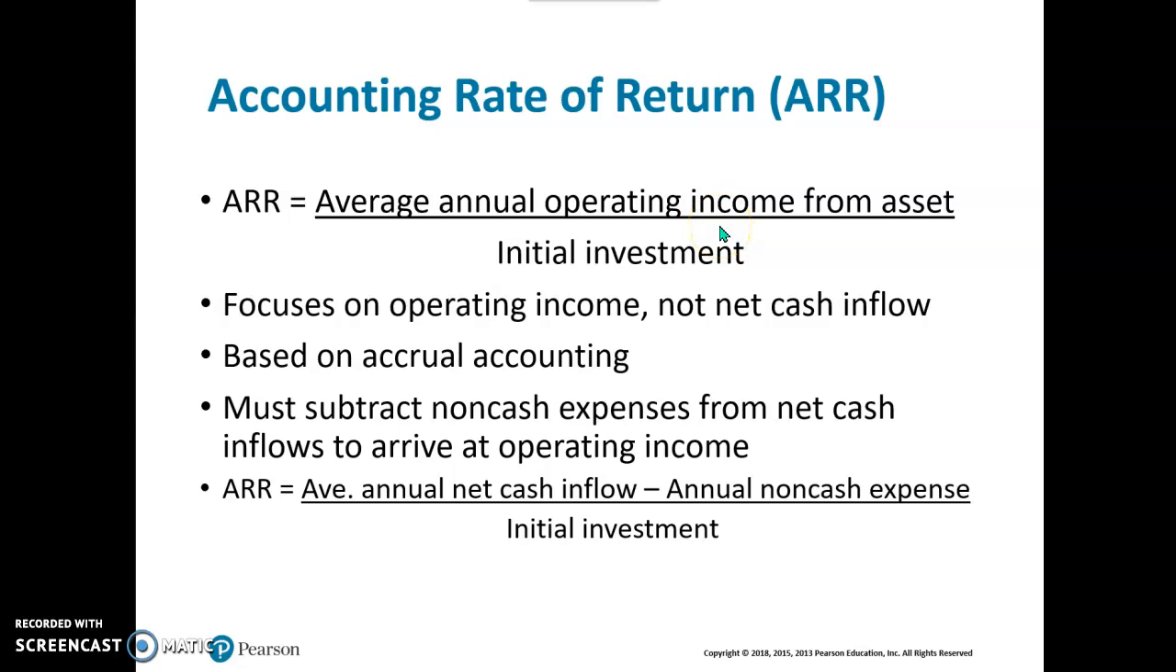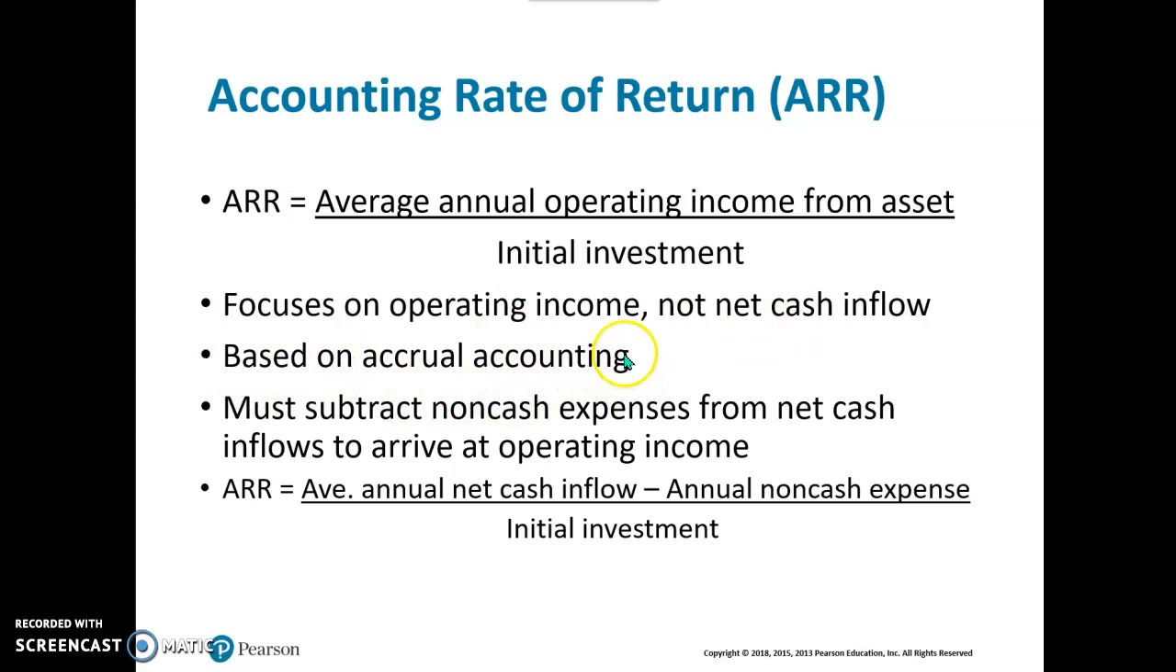All right, so if you're looking at maybe a 5-year life, you take the total income over 5 years and divide it by 5 years, and that would be your average annual operating income, and divide that by the initial investment. So it focuses on operating income, not net cash inflow, but it does make some adjustments.